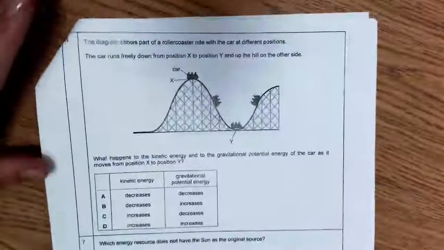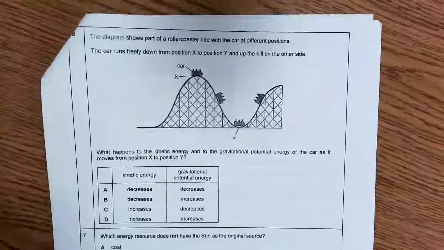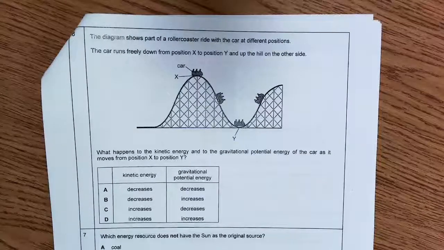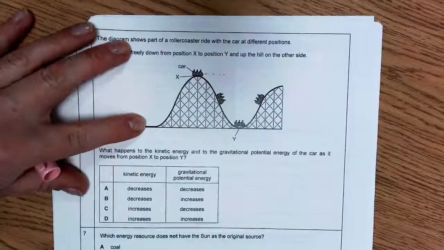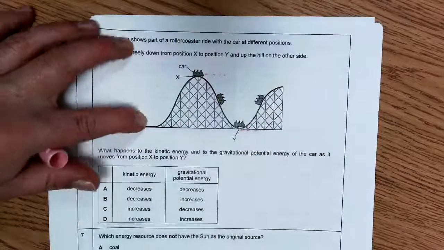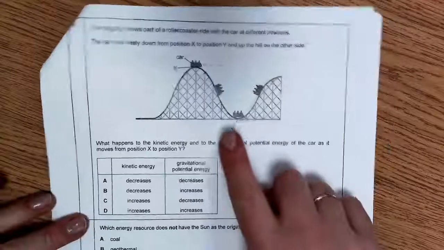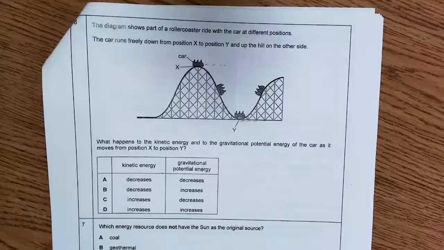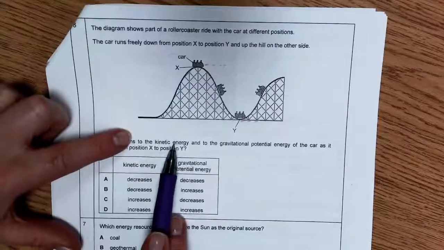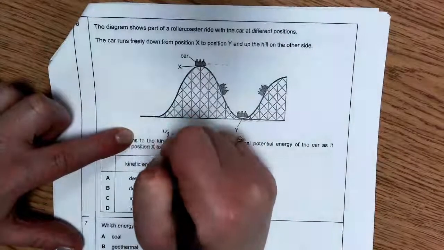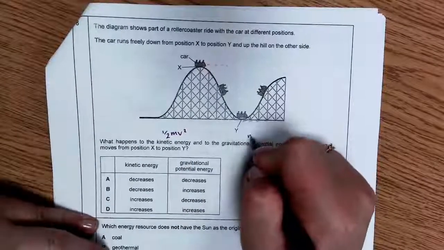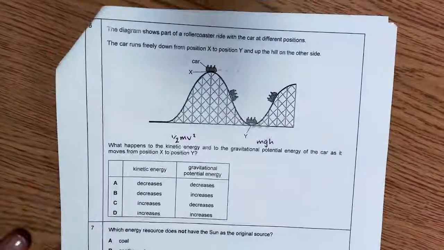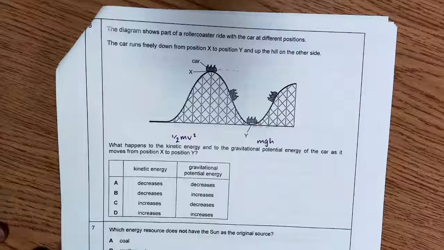So we've got question 6. The diagram shows part of a roller coaster ride with the car at different positions. The car runs freely from position X, so here, to position Y, down here, and then up the hill on the other side. We are being asked what happens to the kinetic energy, so that's the movement, a half mv squared, and the gravitational potential energy, which is mgh, as it moves from position X to position Y.